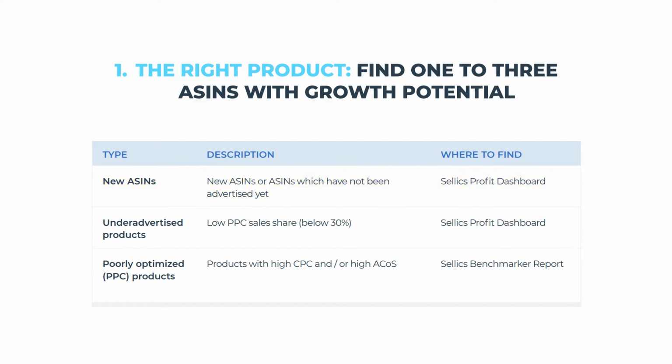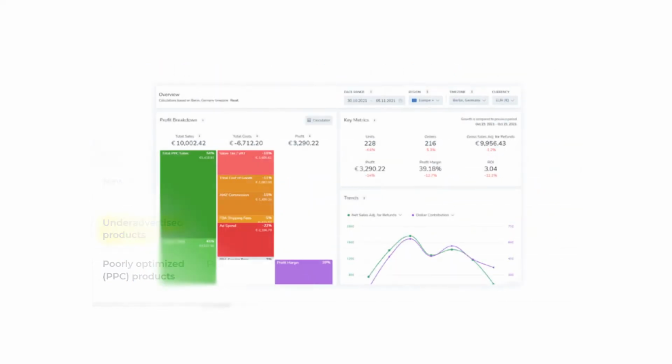The second key area that we recommend choosing ASINs from is under-advertised products. Products that have a low PPC sales share. We suggest under 30% of your sales, as it suggests that there is a big opportunity to quickly grow your sales with smart campaigns. Again, you can find this in your Sellics profit dashboard by looking at your ASINs that have a much larger organic sales percentage than they do PPC sales percentage. Identify some of those under advertised products and begin to use those for your smart campaigns.